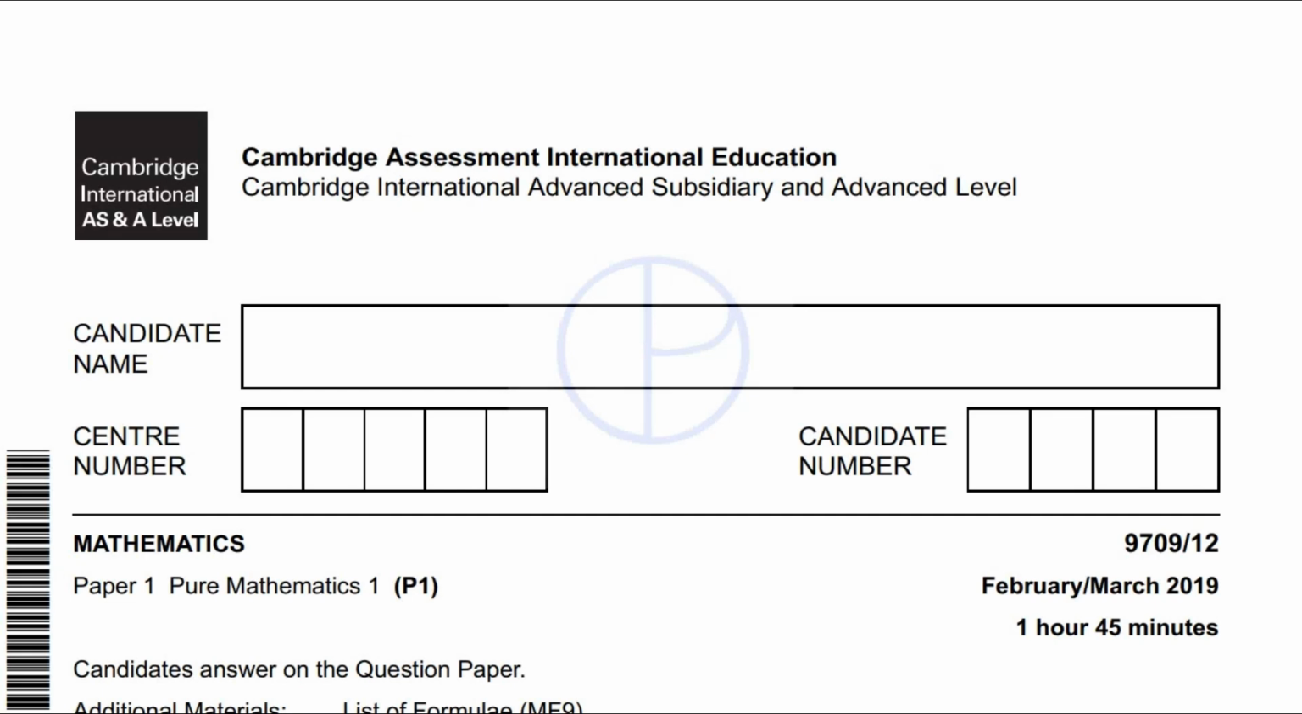In this video, we will discuss Cambridge International AS and A Level Pure Mathematics 1, Paper 1-2, February-March 2019.